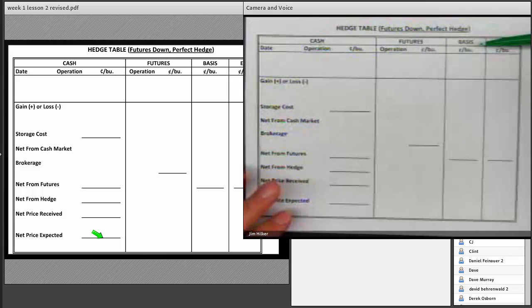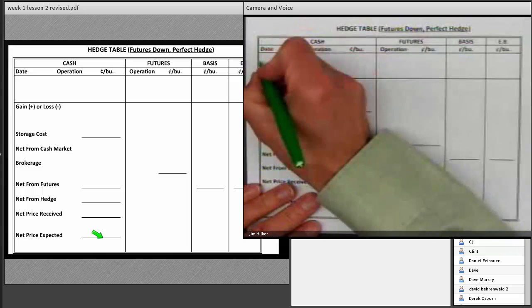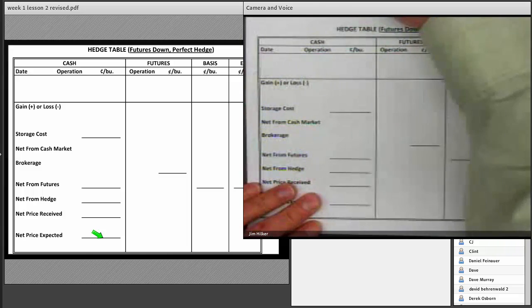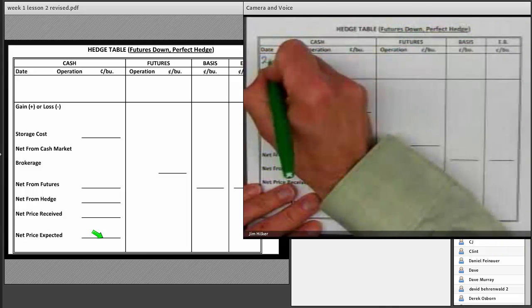That's the basis we calculate right now. And we have the expected basis. This is the one where $4 to be is minus 451 is minus 51 cents. The first thing we have is the expected basis. So today here, we know what the basis is. So we have minus 51 cents.